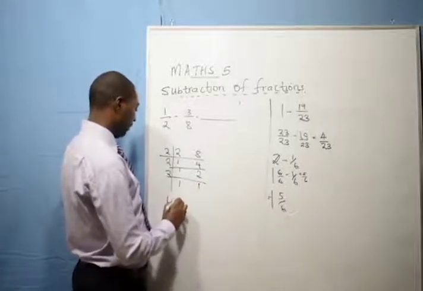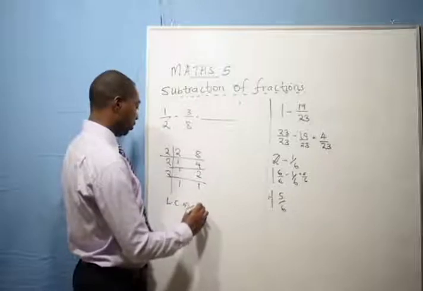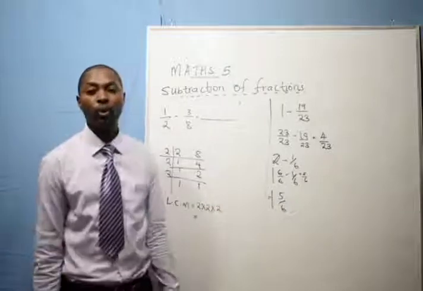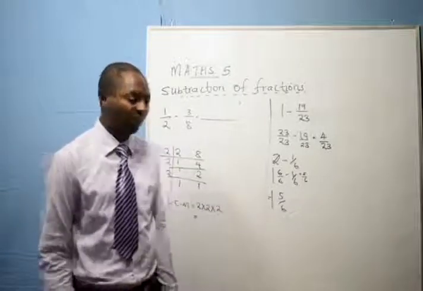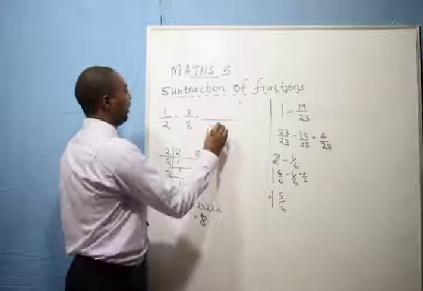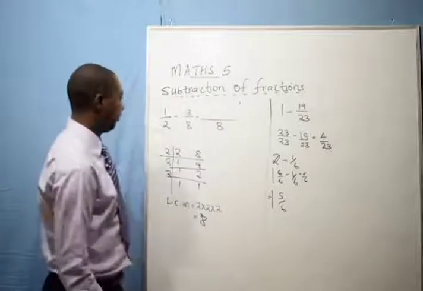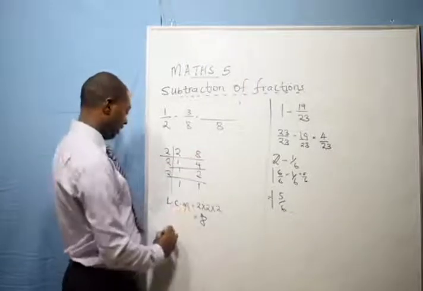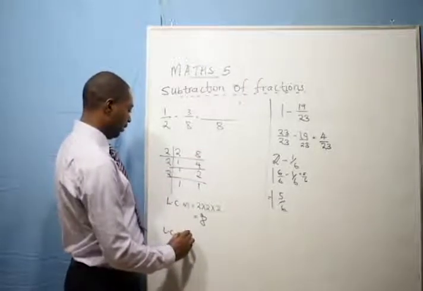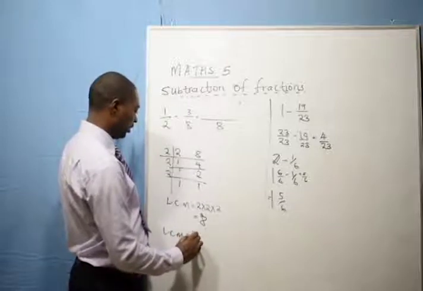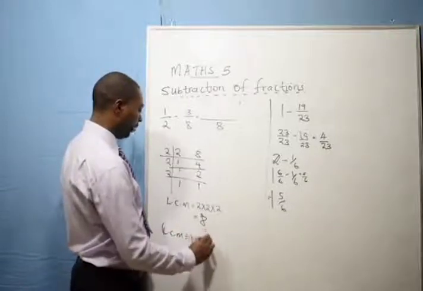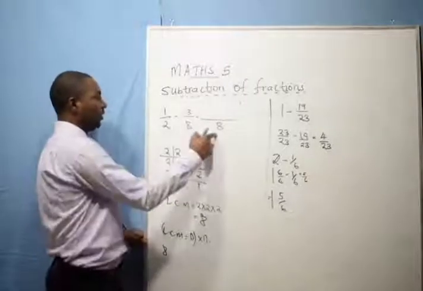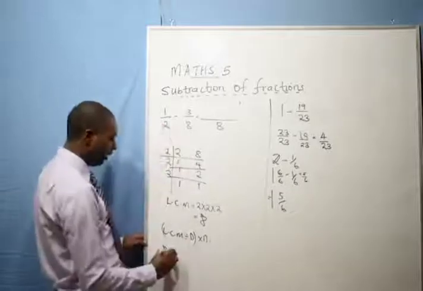Therefore, your LCM is simply 2 times 2 times 2. What do you get? 2 times 2 is 4. 4 times 2 is 8. Therefore, I have a common number, 8, here. Here is the rule. Take the LCM divided by the first denominator, then the answer you get, you multiply by the numerator. So to start with, I'll take 8, the LCM, divided by the first denominator, 2.